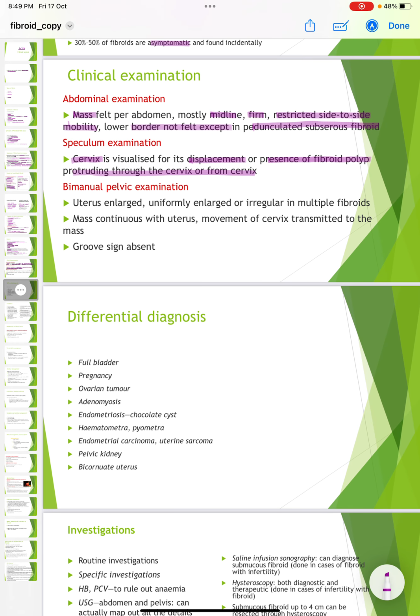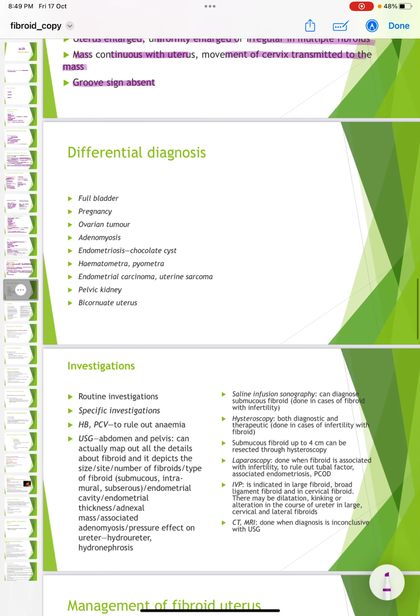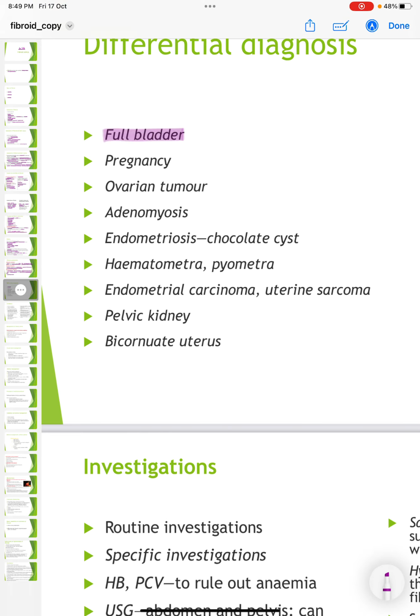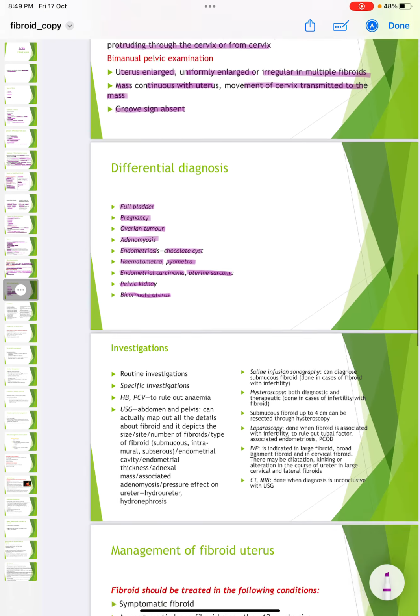Bimanual examination, uterus enlarged, uniformly enlarged or irregular in multiple fibroid. Mass continuous with the uterus, movement of cervix transmitted to the mass, groove sign absent. Differential diagnosis for fibroid are full bladder, pregnancy, ovarian tumor, adenomyosis, endometriosis, chocolate cyst, hematometra, pyometra, endometrial carcinoma, uterine sarcoma, pelvic kidney or bicornuate uterus.